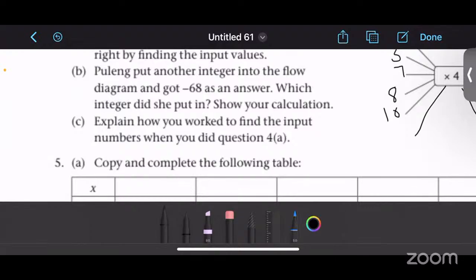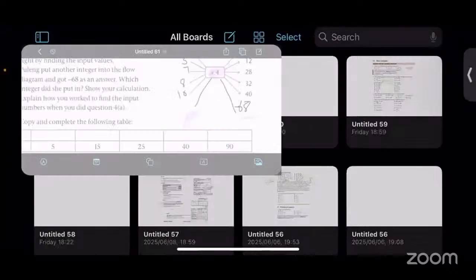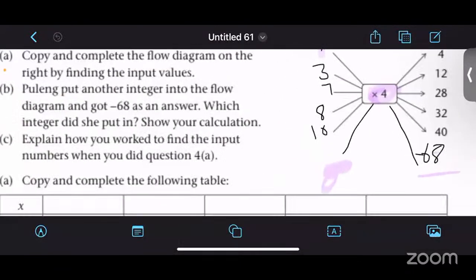Show your calculation. Basically, they just want the input that's supposed to be here. That's going to be multiplied by +4 to get a negative 68. Ma'am, you divide the negative 68 by the positive 4 and you get 17. Positive 17.